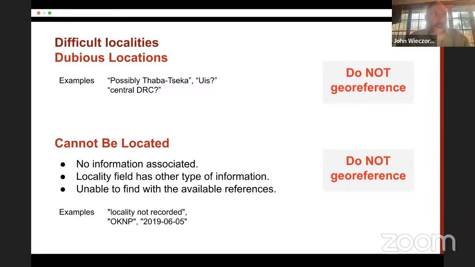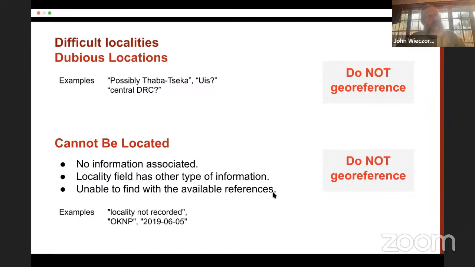Then there's the other situation where effort probably matters. So here we have a location description, and it looks fine. It's not a date. It looks just like a locality description, but there's some feature in it, a named feature, and we do everything we can to find it, and we just can't. We do a Google Maps search, we do a Google Earth search, we use GeoPic, we use OpenStreetMap, we use Wikipedia, we use a Google search, and the place just doesn't come up. In that kind of situation, it's perfectly fine to not georeference it.